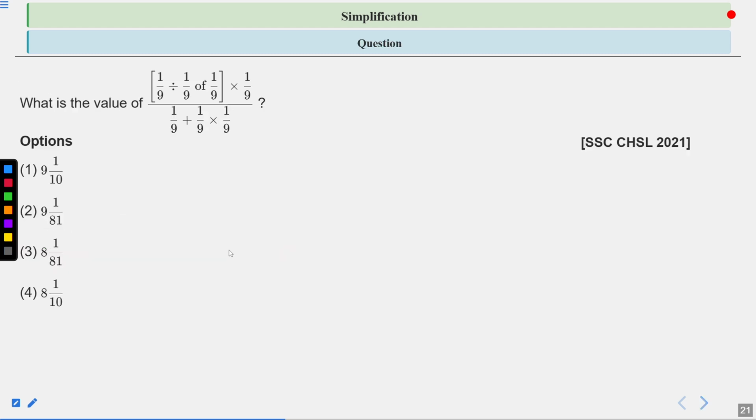So the question is, what is the value of, in the bracket, 1 upon 9 dividing by 1 upon 9 of 1 upon 9 and bracket close multiplying by 1 upon 9, whole upon, in the denominator part, 1 upon 9 plus 1 upon 9 multiplying by 1 upon 9. This question was asked in the SSC CHSL exam in 2021. There are 4 options. First one is 9 and 1 by 10. Second is 9 and 1 upon 81. Third one is 8 and 1 upon 81. Fourth one is 8 and 1 upon 10.